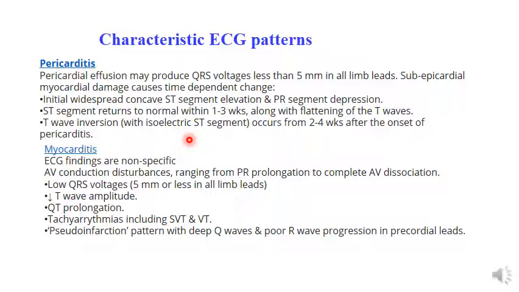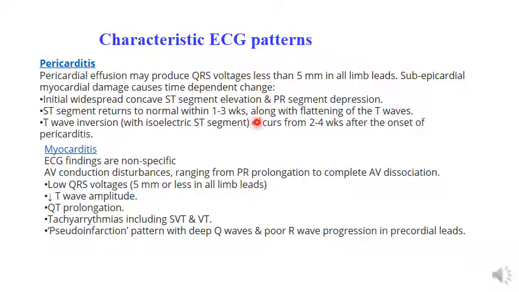In pericarditis, pericardial effusion may produce QRS voltage of less than 5. Why? Because there is fluid isolating the myocardium from the chest wall, so it is not traced easily. Subpericardial myocardial damage causes time-dependent changes: initial diffuse concave ST segment elevation and PR segment depression. ST segment returns to normal within 1 to 3 weeks, along with flattening of the T-wave. T-wave inversion with isoelectric ST segment occurs from 2 to 4 weeks after the onset of pericarditis.